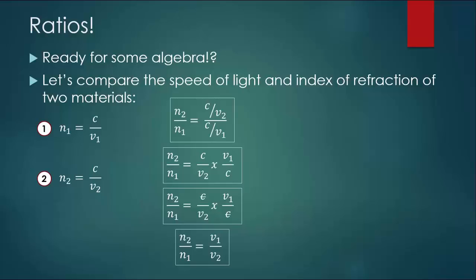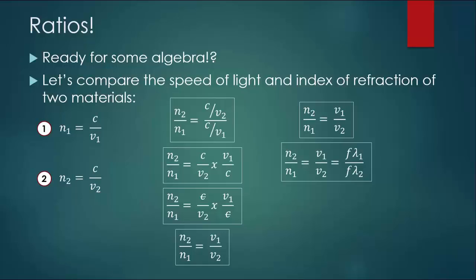That's because there's an inverse relationship between the index of refraction and the speed of light in the material. Let's go a little farther. The speed of a wave is the frequency times the wavelength. Since the frequency of the light doesn't change as it goes from one material into another, we don't have to write F1 and F2, it's just F. And since we have an F on the top and an F on the bottom, those can cancel out.